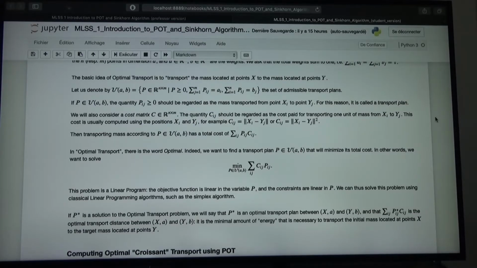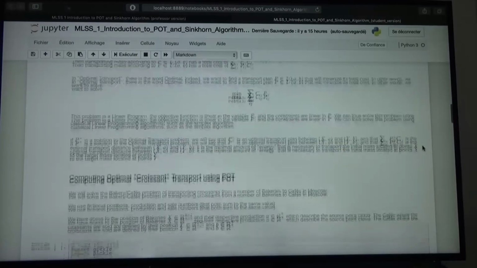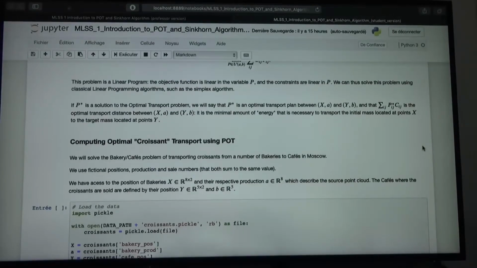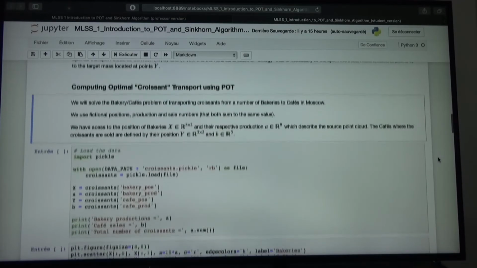So Cij is the cost to go from point i to point j, and Pij is how much mass you actually transfer from i to j. And you want to minimize over all the transportation matrices, and this is a linear program. So the first idea to solve it is to use the Simplex algorithm, for example, and this is directly implemented into POT, into the package.